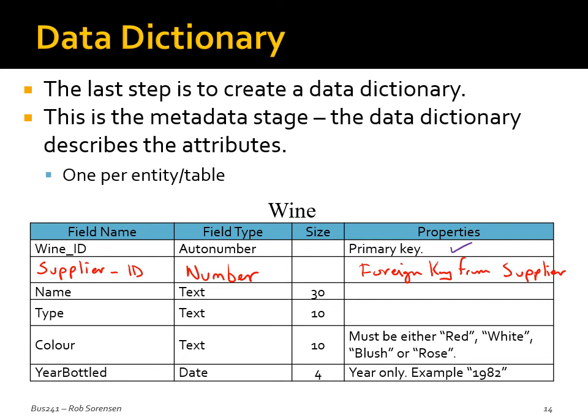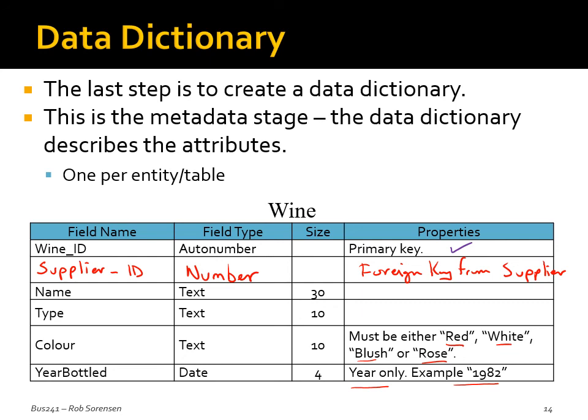And then I had the name of the wine. I'm going to say that's a text box that gives me room to type in 30 characters. The type, another text box that lets me type in 10 characters. The color, ooh, here I put some properties. It has to be either red, white, blush, or rosé. Maybe I could even make that a drop-down list. So that's something we could think about when we came to building our database. And then finally, the date, the year that it was bottled, but I only want the year. And so I just made little notes in there. That's going to help the programmer as well when they get to building our system.